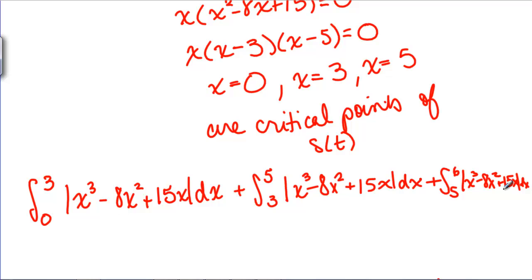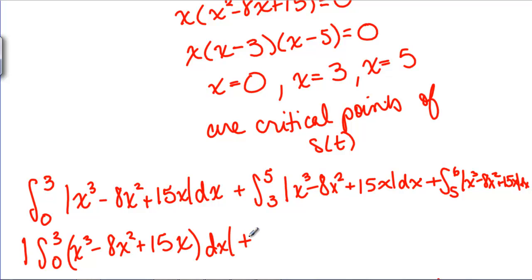So now you might be thinking, well, we haven't really done anything because we still have absolute values in all of these. But since we know now that from 0 to 3, x cubed minus 8x squared plus 15x has the same sign, we know that this is either the integral of x cubed minus 8x squared plus 15x, or it's the integral of the negative of that. And we know that since we're trying to find total distance traveled, we're going to want the positive value. So we can just switch this to be the absolute value of the integral from 0 to 3 of x cubed minus 8x squared plus 15x dx.